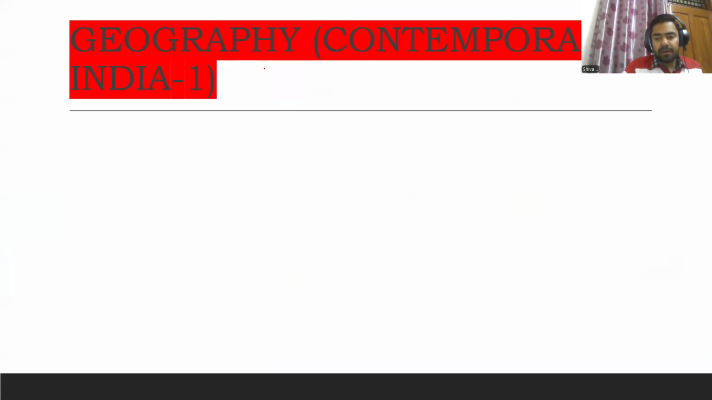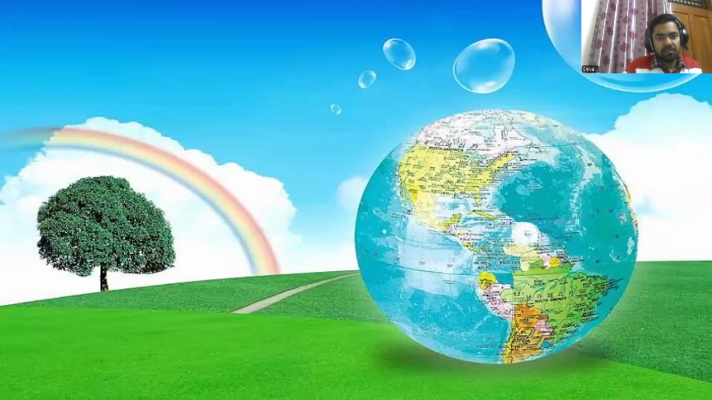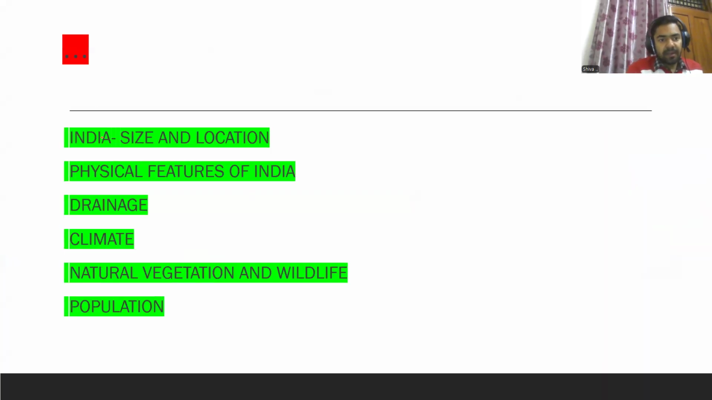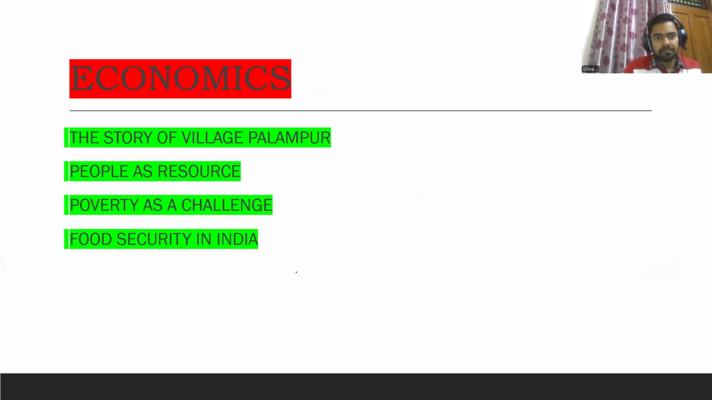In the geography, contemporary India 1, we would study India, its size and location, physical features of India, drainage system and its various types, climate, natural vegetation and wildlife, population. And in population, we are going to cover some special facts mentioned in the census 2011 data. In the economics, we would cover the story of village Palampur, people as a resource, poverty as a challenge, food security in India.